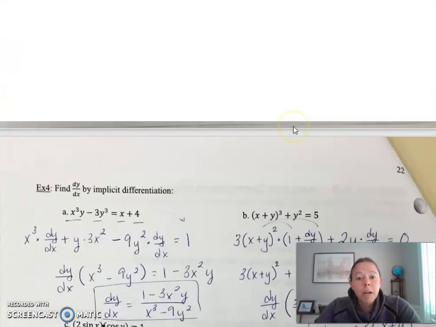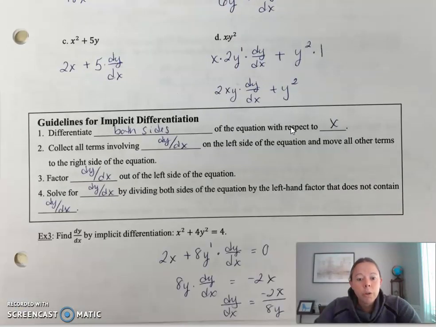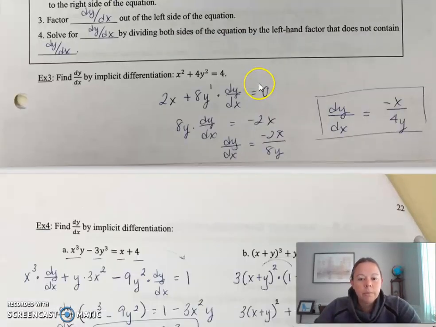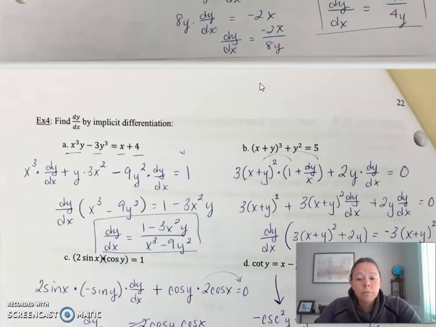Okay, and that's what this box up here walks you through. Do the derivative of both sides with respect to x, collect all the dy/dx terms on one side, everything else on the other, factor out the dy/dx, and that's what that's walking you through right there. Because that's typically how these problems are solved.